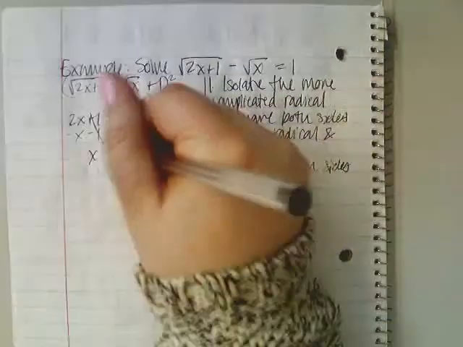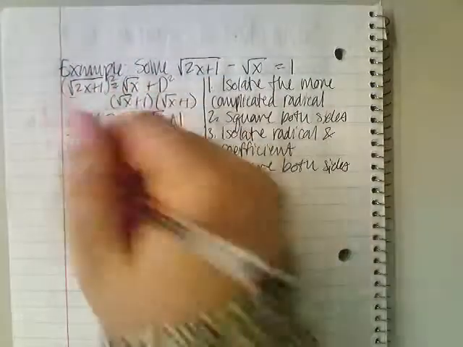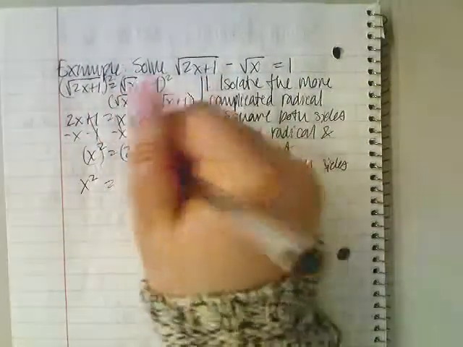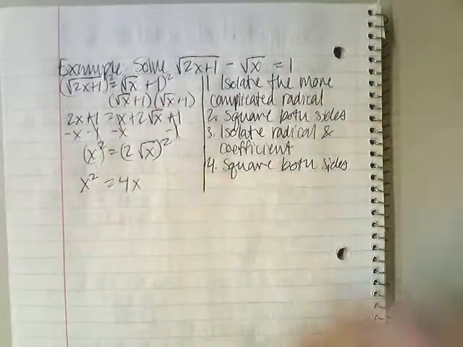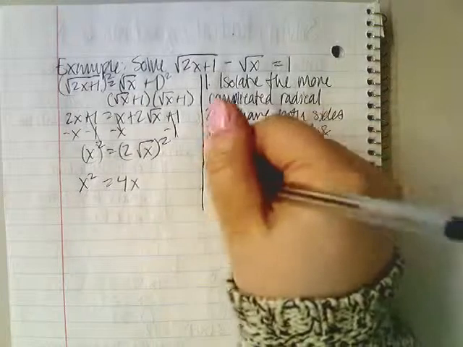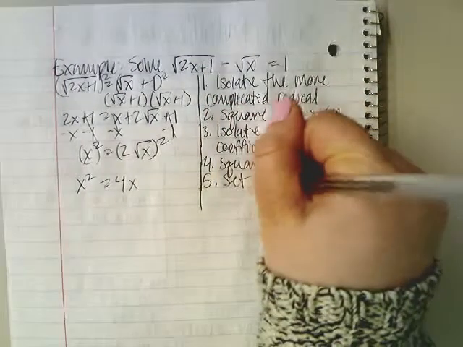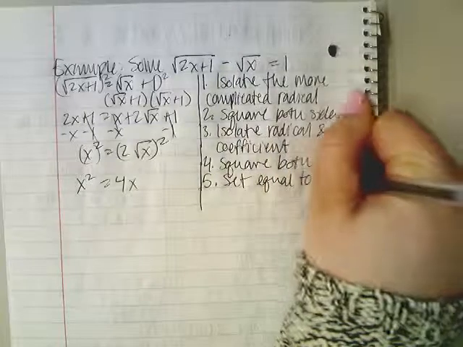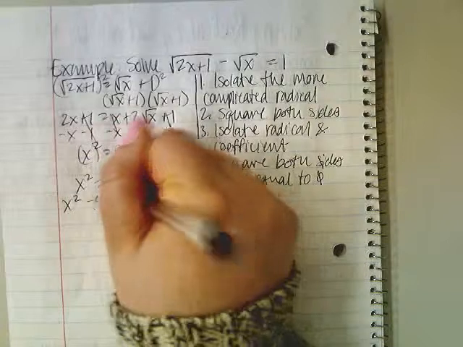So ultimately, you're going to have to keep squaring the equation until you can get rid of a square root. So I end up with x squared equals 2 squared, which is 4x. Square root of x squared is just x. And so now I have a quadratic. So I'm going to solve this quadratic by first setting it equal to 0. So I subtract 4x from both sides and I get x squared minus 4x equals 0.